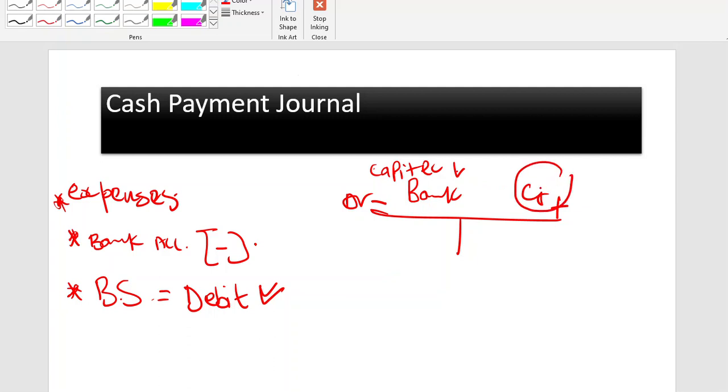Where recorded, it's a liability to him, and therefore whenever I withdraw anything from that bank, that money must be shown on the debit side of Mr. Capitek. Now that's why we are saying cash payment journal are recorded on the debit side in my bank statement.